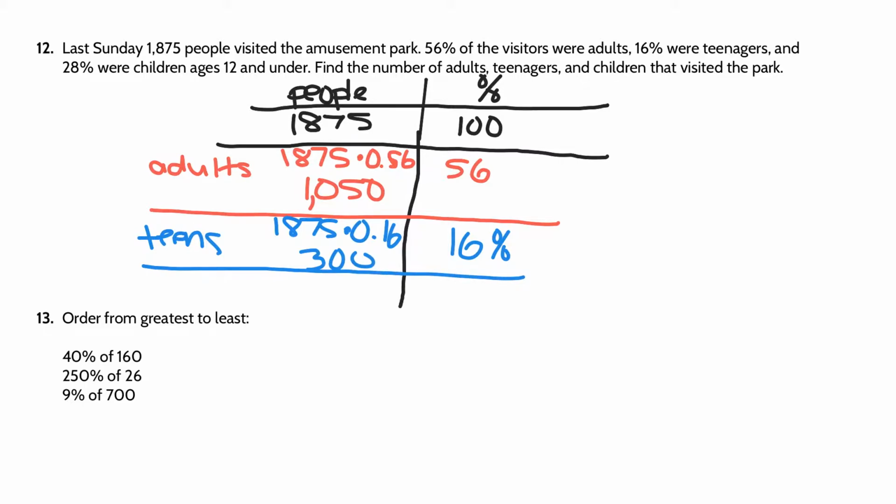And if we finish now with, I'll just write kids for this one. Start off with 1,875. We're going to multiply that by, let's see, 28% as a decimal is 0.28. So 1,875 times 28 hundredths is, survey says, 525. So we can take our percentages as decimals to simplify.